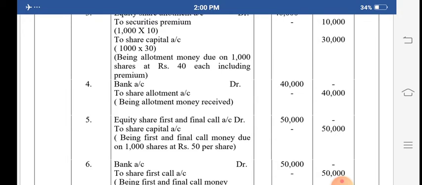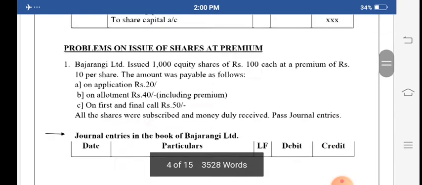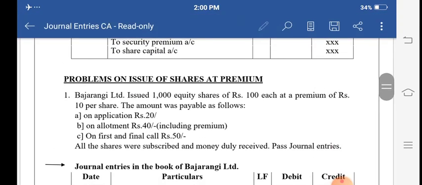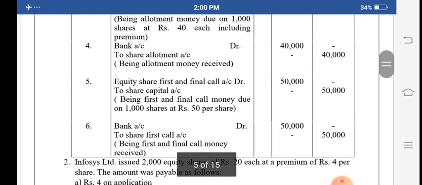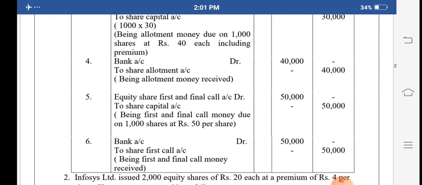Okay, now for the first and final call. See here, on first and final call rupees 50. So 50 into 1000 will be 50,000. Now number 5: equity share first and final call account debit rupees 50,000 to share capital account credit rupees 50,000, being first and final call money due on 1000 shares at rupees 50 per share. Now this 50,000 they are going to collect. For that purpose we have to pass the journal entries.